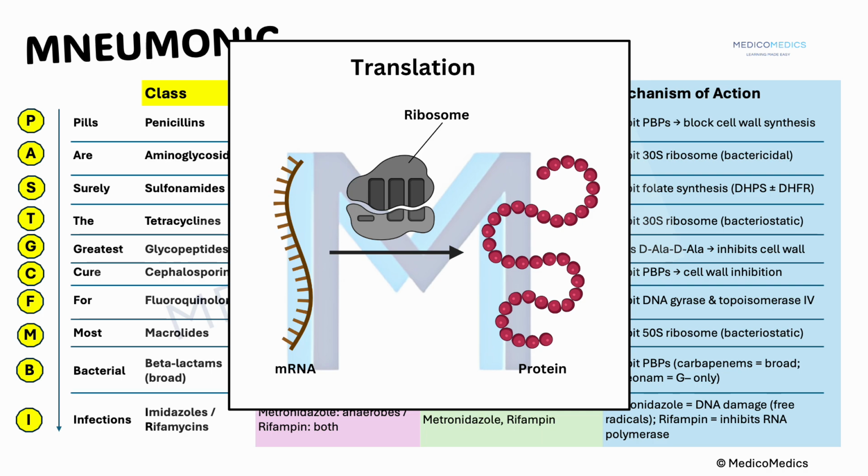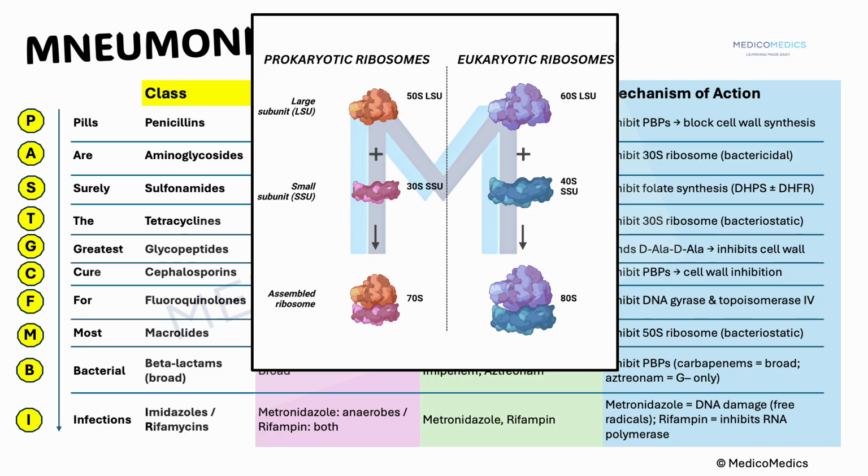Ribosomes make proteins by reading messenger RNA instructions, a process called translation. These ribosomes are made of two parts: the 30S subunit, which reads the messenger RNA, and the 50S subunit, which links amino acids together to build the protein. In bacteria, this machinery forms the 70S ribosome, made of a 30S small and a 50S large subunit, while in human cells, it's an 80S ribosome composed of 40S and 60S parts.